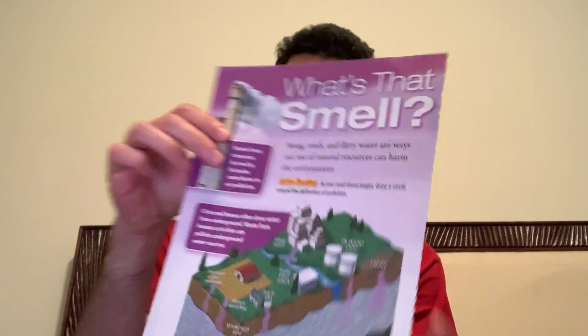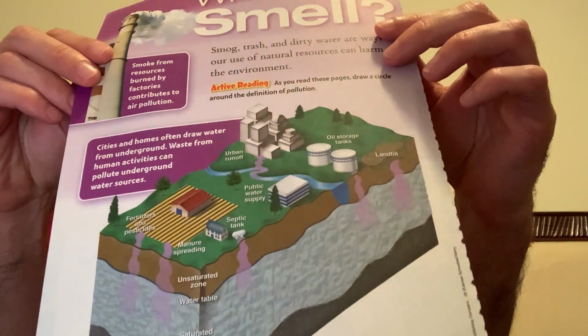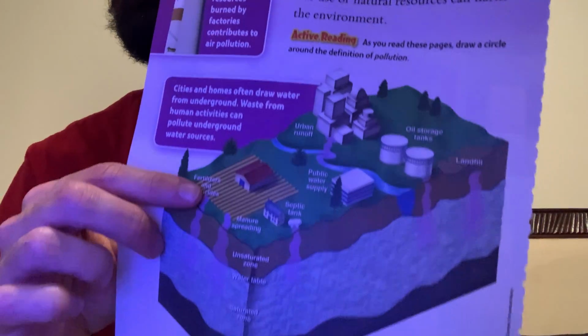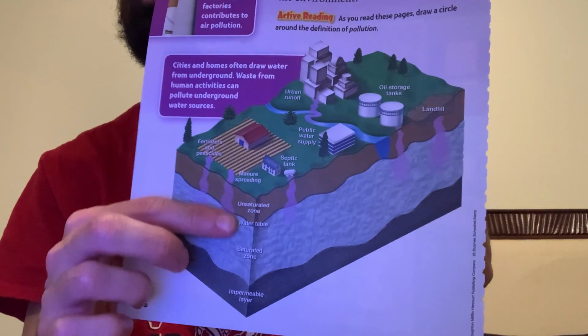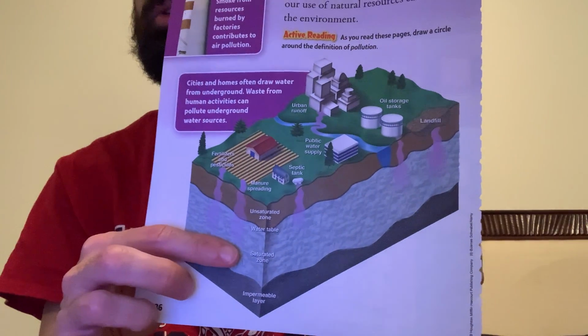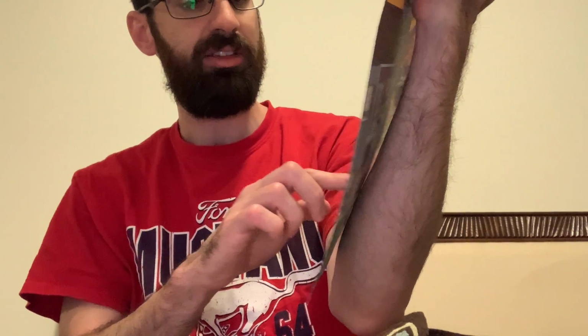Cities and homes often draw water from underground. Waste from human activities can pollute underground water sources. So it shows you a diagram of just some ways that things seep into the ground, into our water. Okay, so we have fertilizers and pesticides right here coming from a farm, and that seeps down into the soil. What does this say? Septic tank.